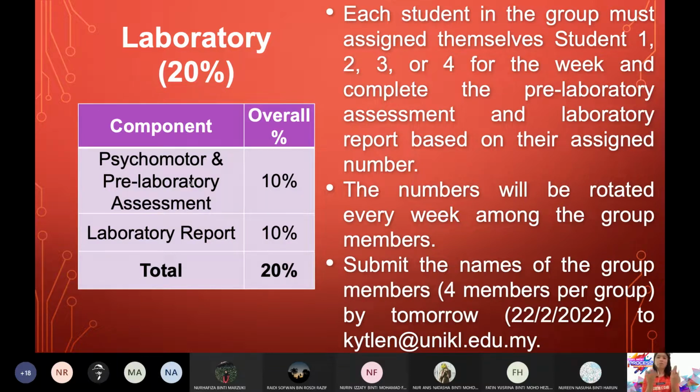So, to reward you for coming to the lab and staying 3 hours for the lab session, that's why I introduce psychomotor assessment, means penilaian semasa kamu buat lab. Okay. And then tambah sikit lagi, I will have pre-lab assessment.